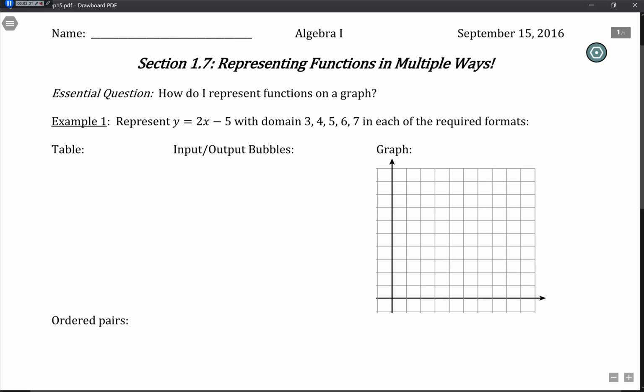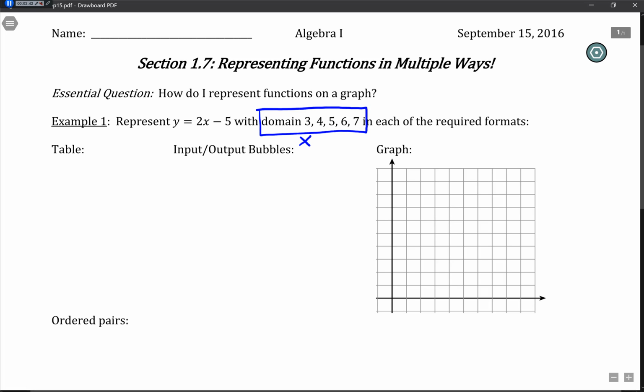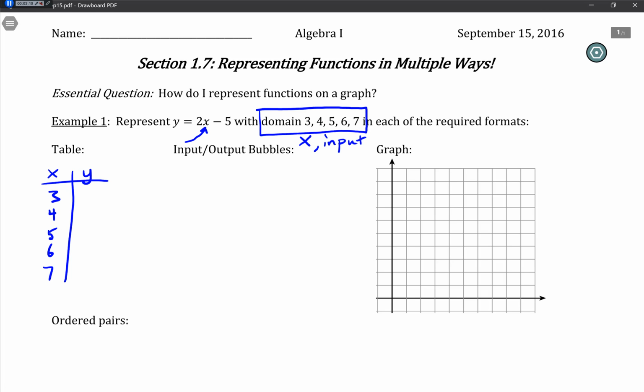Okay, so we have a domain of 3, 4, 5, 6, and 7. Hopefully you took notes on this on Friday and you remember that domain means X. It also means input. Those are all synonyms. So for this first task, making a table, I want to input the X and see what I get out for Y. So I'm going to be putting in 3, 4, 5, 6, and 7. That's my domain. It's my inputs. I'm going to be putting them in for X and seeing what I get out for Y. So let's do this very quickly.